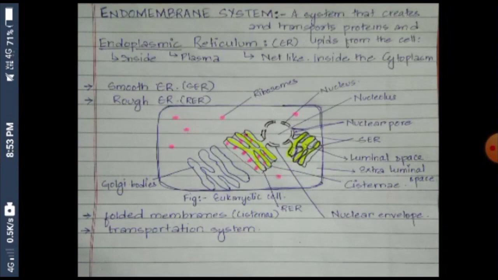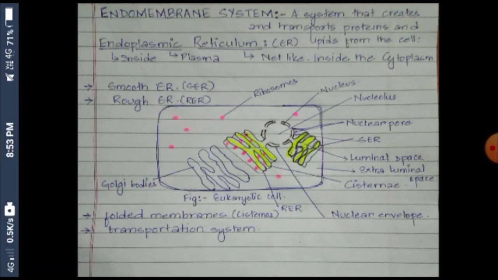All these pink dotted structures are ribosomes. Ribosomes are nothing but protein making organelles, or they are the protein production factory. They make protein. You can also call it a protein factory. Okay, all those ribosomes that are attached with the cisternae of the endoplasmic reticulum you can see.